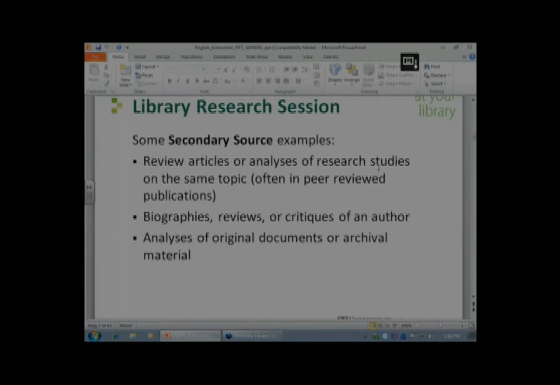Secondary sources, in the case of academic research, are often found in peer-reviewed publications, and I'll explain that in just a minute, but let's introduce that phrase now. The idea of something being peer-reviewed before it's published. But again, biographies are secondary, reviews, critiques of an author, that's secondary as well, and analyses of original documents or archival materials. So whether you're writing about music, art, literature, your critical analysis is a secondary work.